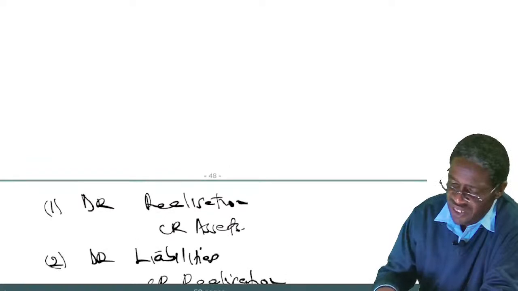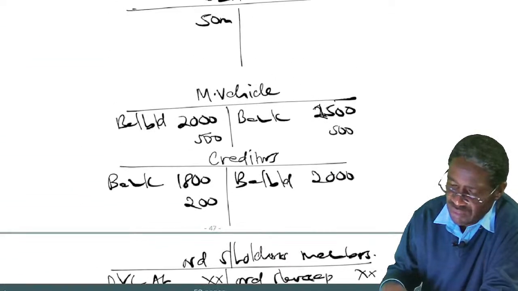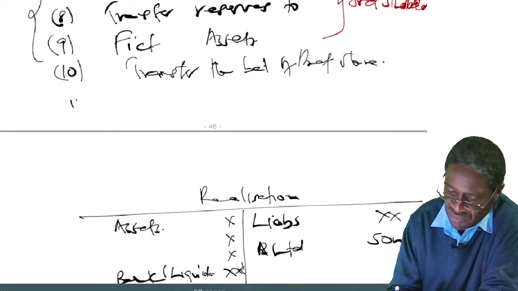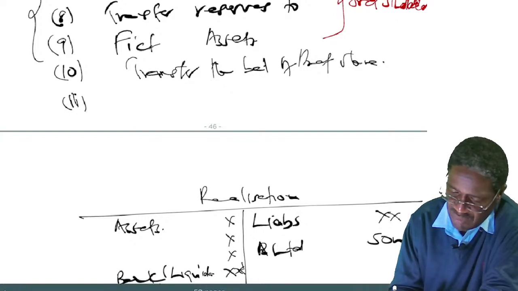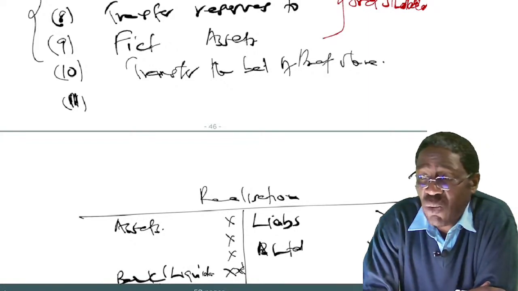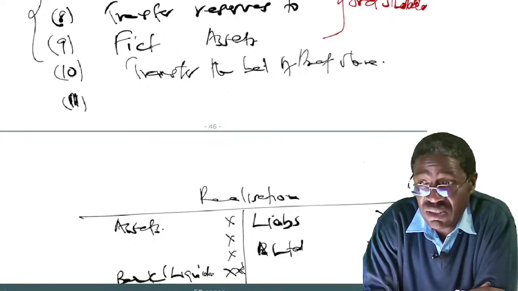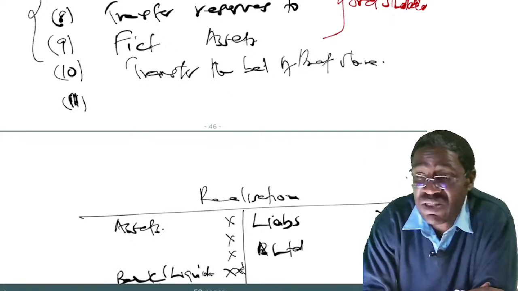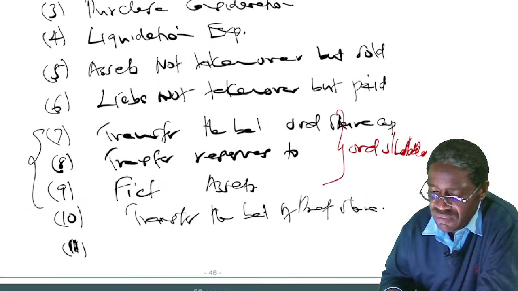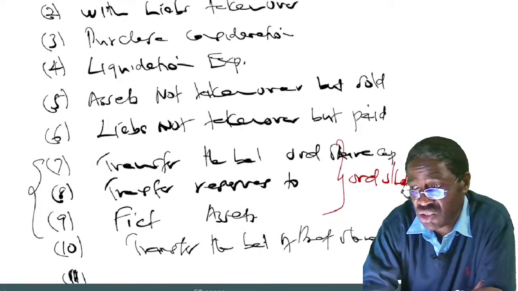We go to number 11 now. Number 11, listen. I want to take you back to number 3 entry. What did we say about number 3? We said with the purchase consideration.